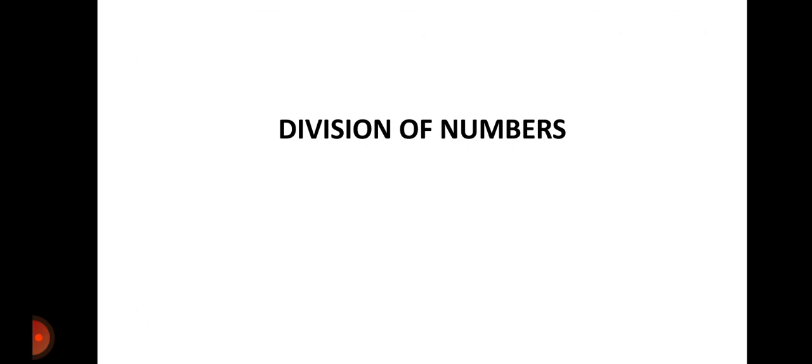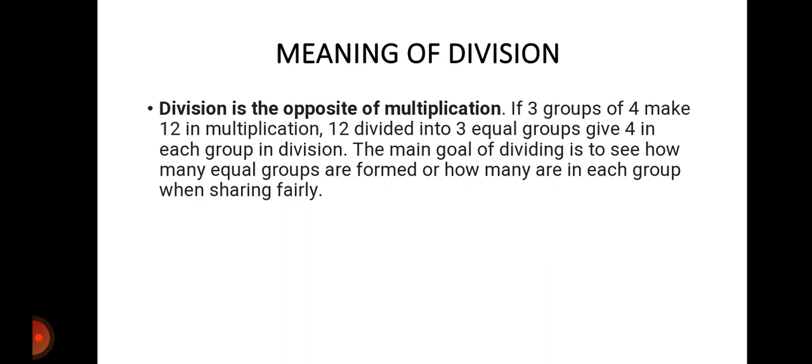But first of all, we need to know what division of numbers means. When we talk about division of numbers, division is the opposite of multiplication. Any number that can multiply itself to give another number can equally divide that same number to give the same number. That's mostly related to factors of numbers. Now, if 3 groups of 4 make 12 in multiplication, 12 divided by 3 equal groups gives 4 in each group in division. So the main reason why we study division is to see how many equal groups are formed or how many things are shared equally and fairly.